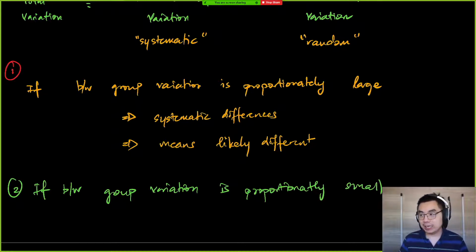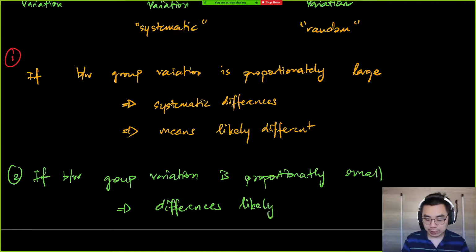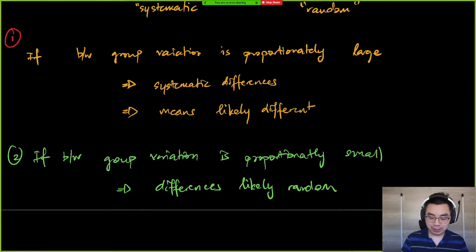Okay, what does that imply? What that implies is that the differences that we see are likely random. Random meaning that they're not attributable to the grouping. So that means that the means are not likely different.